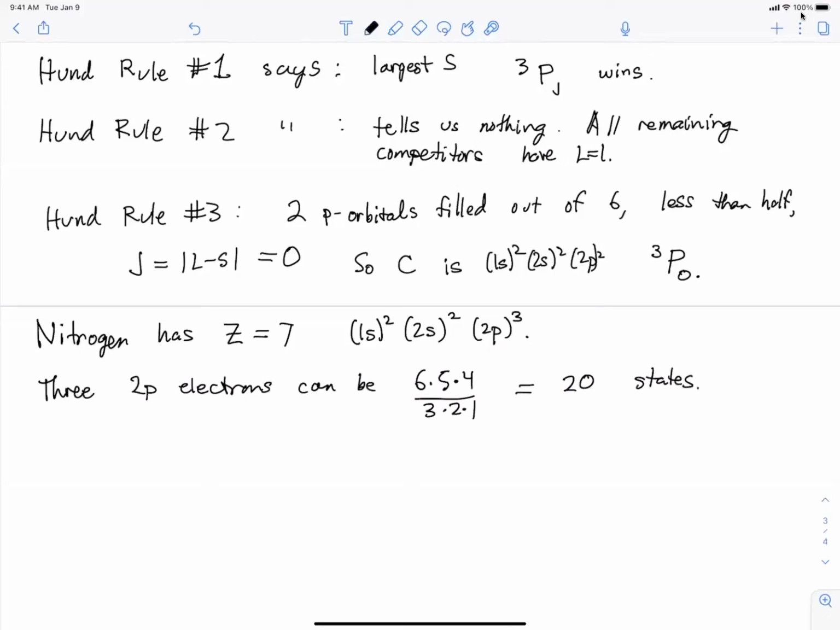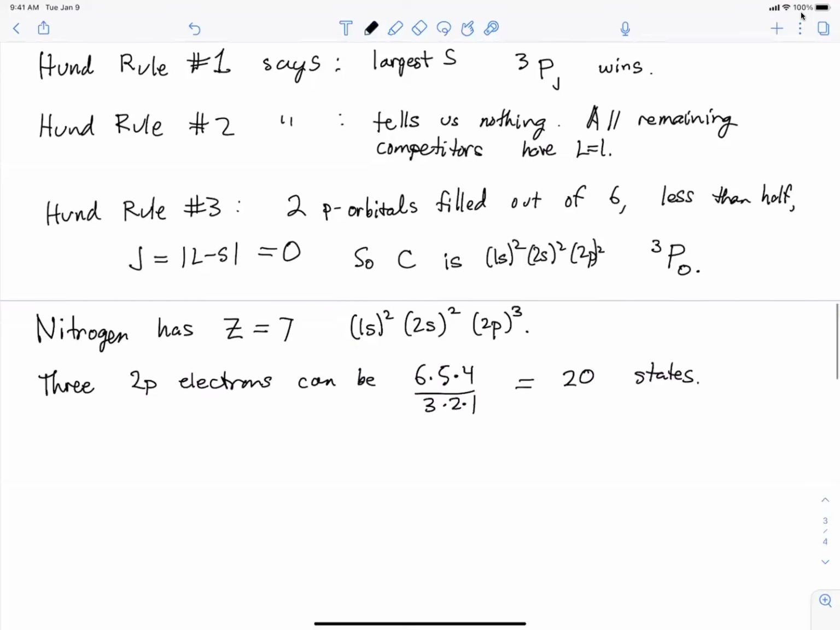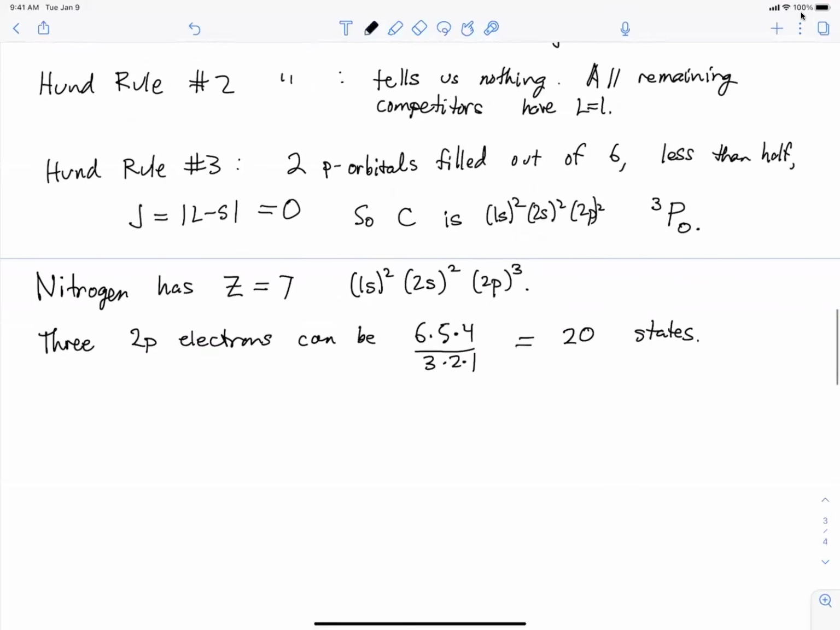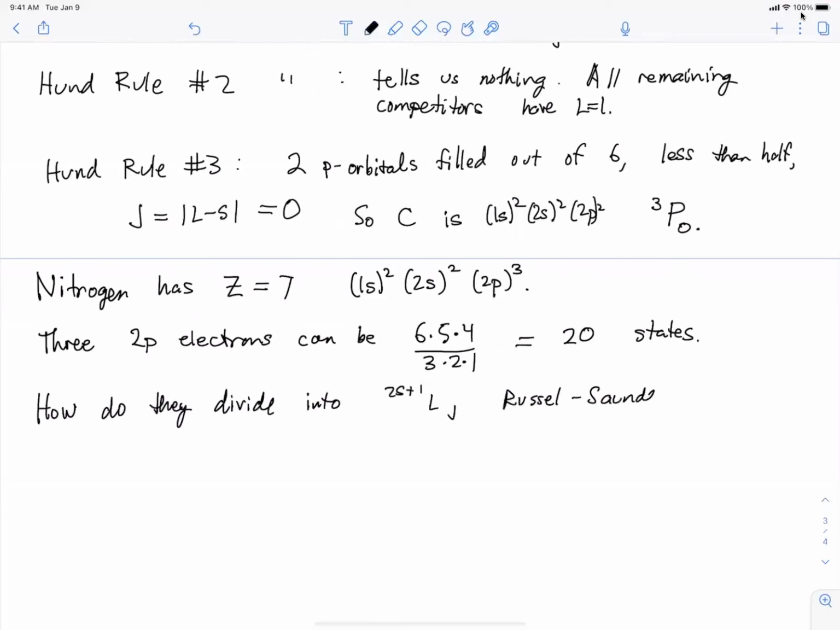So that's going to be very useful because this one's a little bit more confusing. And when we get to the end, if we think we've got all the states identified, we want to make sure they add up to 20. Okay, so the next question is, how do they divide into 2S plus 1 L J Russell-Saunders multiplets, or terms?